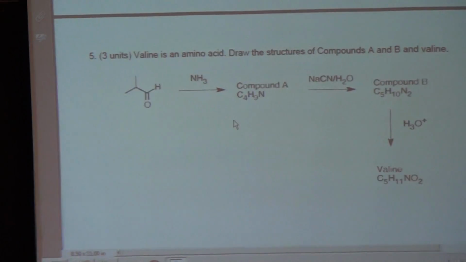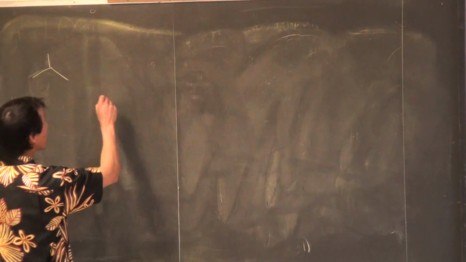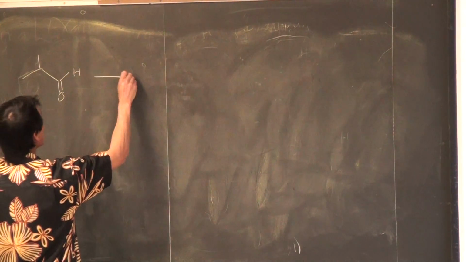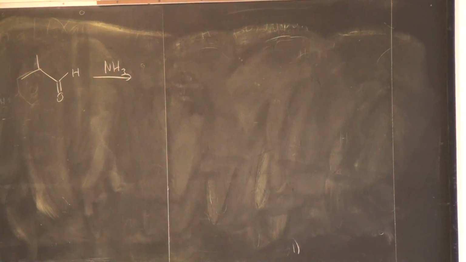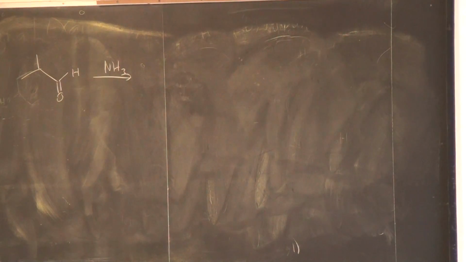Okay, so let's go over this one. In the first, let's see, it's made of this. Okay, so this reacts with ammonia, and the product of this reaction is, who would like to draw that on the chalkboard? Samson. Oh, go for it.